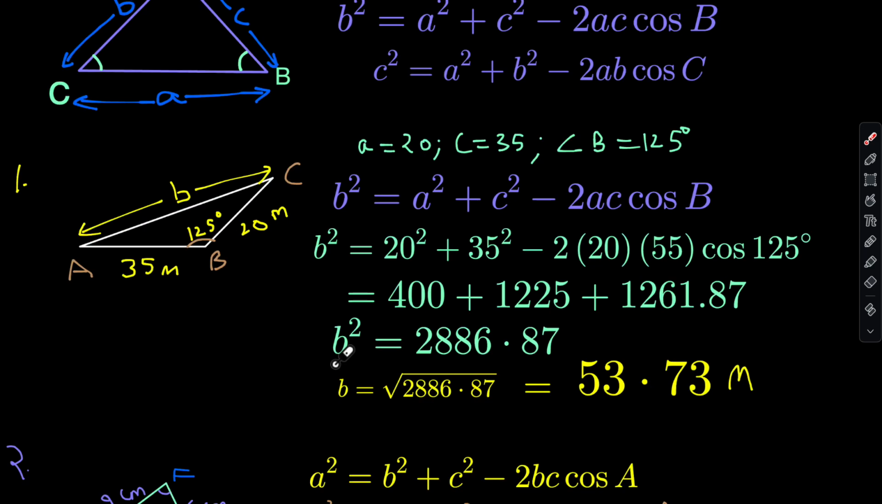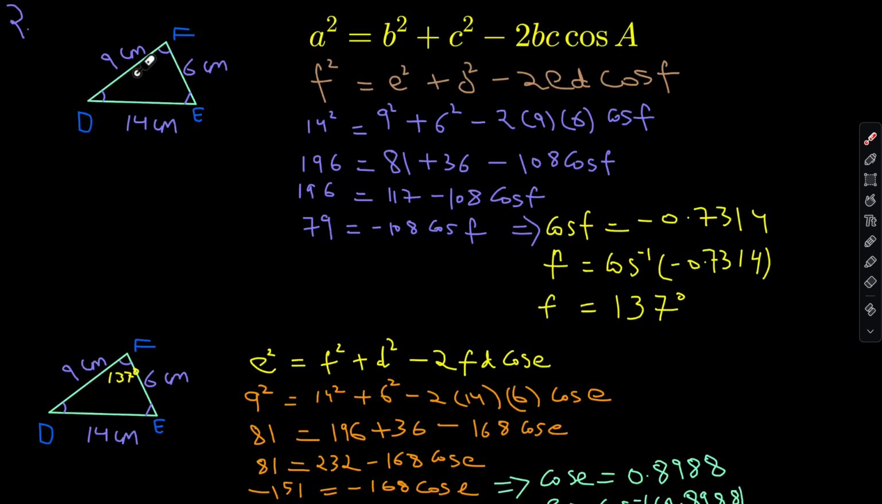1261.87. On adding, we will get b square equal to 2886.87. Taking the square root on both sides, we will get the b value as 53.73 meters.